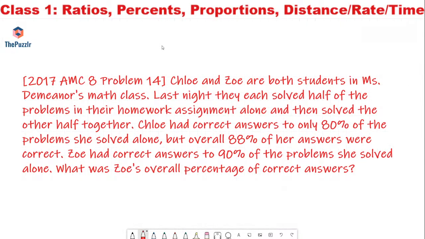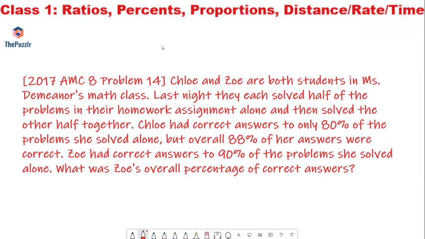Okay, so Chloe and Zoe both did half their homework alone and half their homework together. When you're dealing with percents, and even with ratios in general, one thing you can always do is assume one of the numbers. If they don't give you any specific numbers, only ratios and percents, you can assume the number of problems. If it's all based on percentages, it doesn't matter if they did 1,000 problems or 100 problems. We should get the same correct answer.